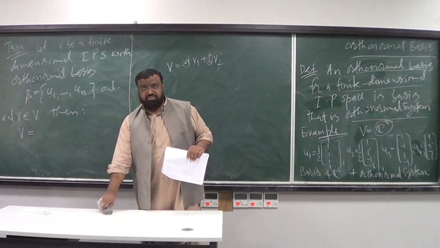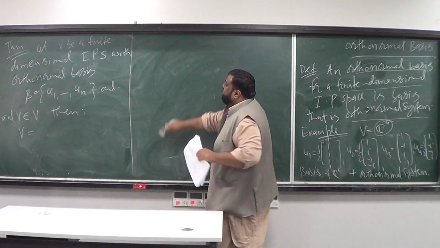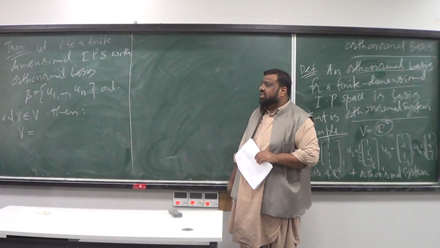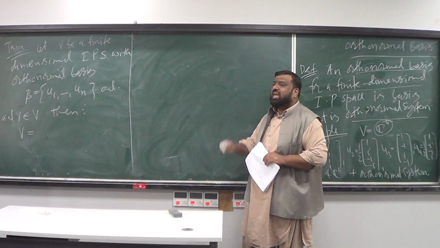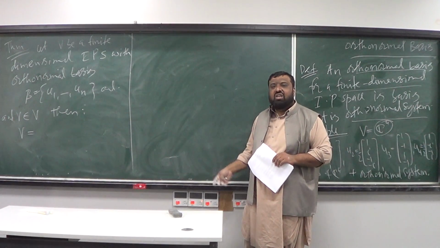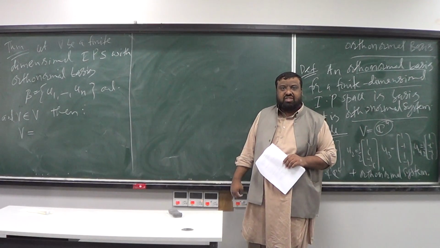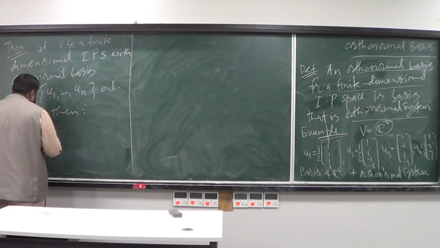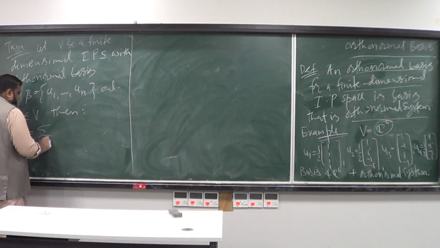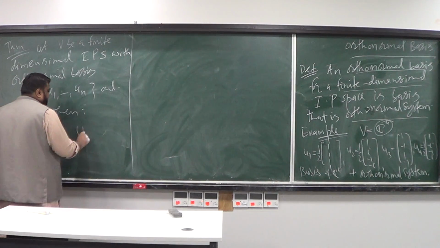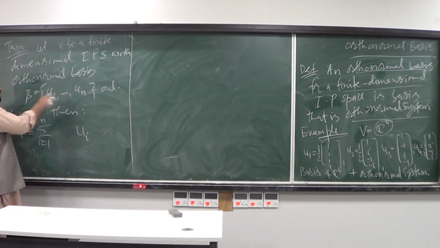Here's the good news. If you have a basis that is also an orthonormal basis, then you don't have to solve the system of equations in order to find these coefficients. Every vector can be written very easily as a linear combination of the u_i's, which are these basis vectors.